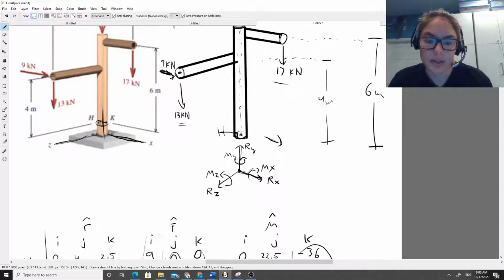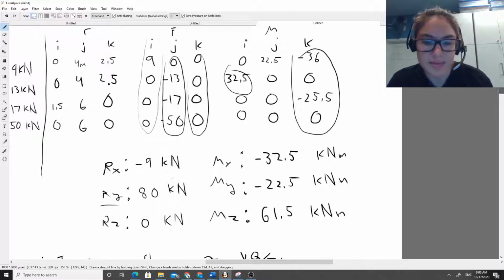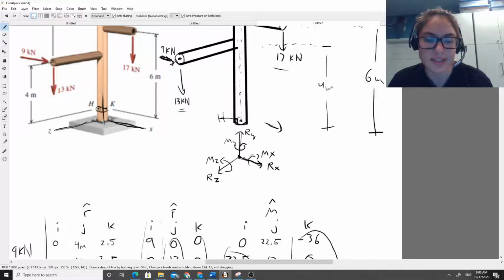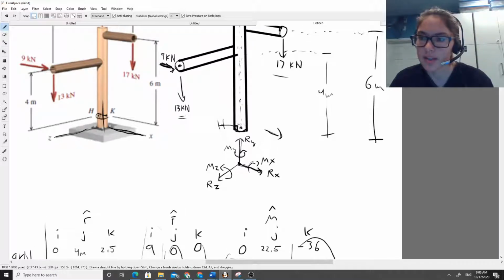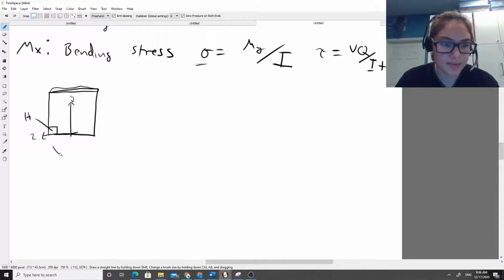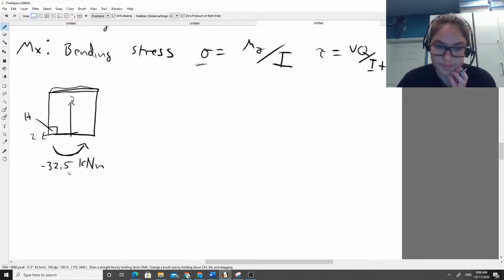And our moment is negative, and it's 32.5 kilonewton meters. Negative 32.5 kilonewton meters. It's acting along the x-axis. Negative 32.5 kilonewton meters. And since it's negative, it means that it's going clockwise. So it's actually going this way. And that's going to be our negative 32.5 kilonewton meters moment force here.